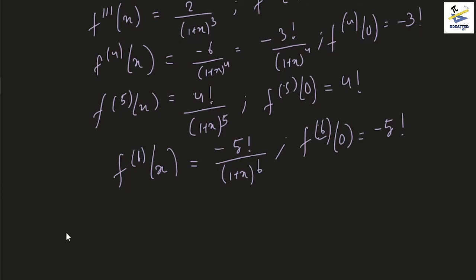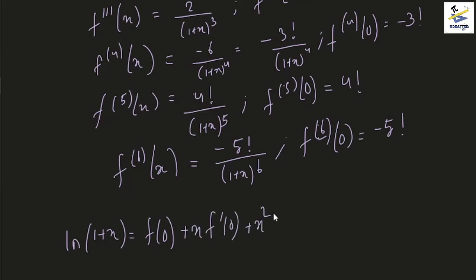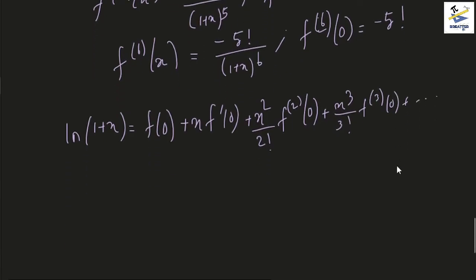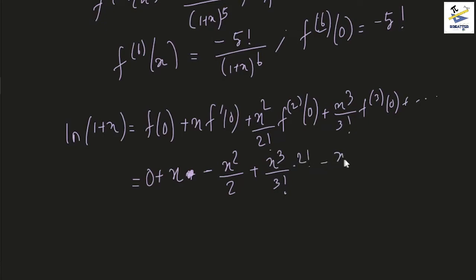So we can write that ln(1 + x), by the Maclaurin series definition, should be f(0) plus x into f'(0) plus x squared by 2 factorial into f''(0) plus x cube by 3 factorial into f'''(0), and so on, right? Now once we start putting in the values, we see that f(0) is 0 and f'(0) is just 1. For the even one it's negative, if you remember, so it's minus x squared by 2, plus x cube by 3 factorial into 2 factorial, minus x to the power 4 by 4 factorial into 3 factorial, and so on.